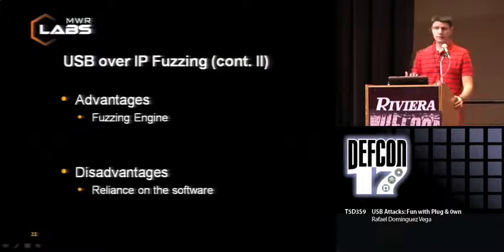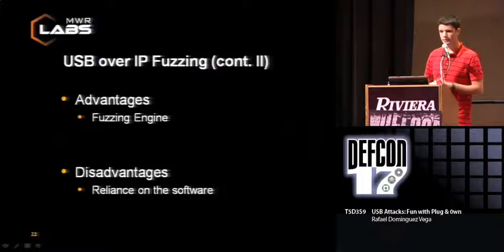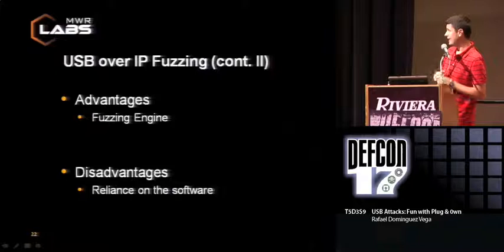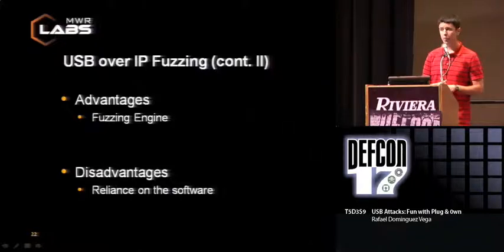The advantage of this is that we had a fuzzing engine. We used an already existing network fuzzing engine, and it could create the different fuzzing cases. The disadvantage is that we were relying on a piece of software, in this case USB IP, meaning that any problem in this software would affect the reliability of our fuzzer.